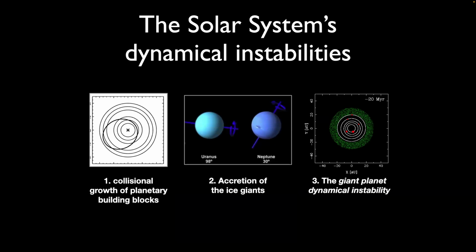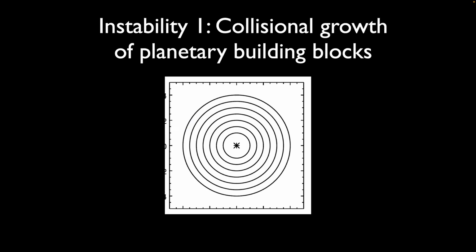So to start off, I'll focus on the solar system. I'll talk about three phases of dynamical instability of the solar system, and they're generalizable to some degree anyway. The first phase is not really what we usually would call dynamical instability. It's more just growth.